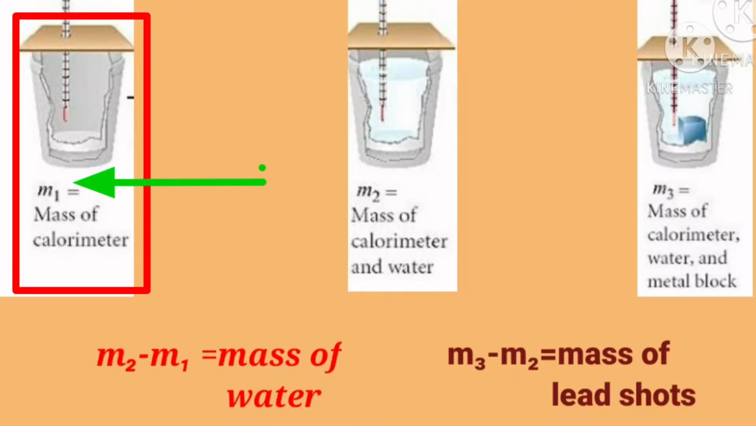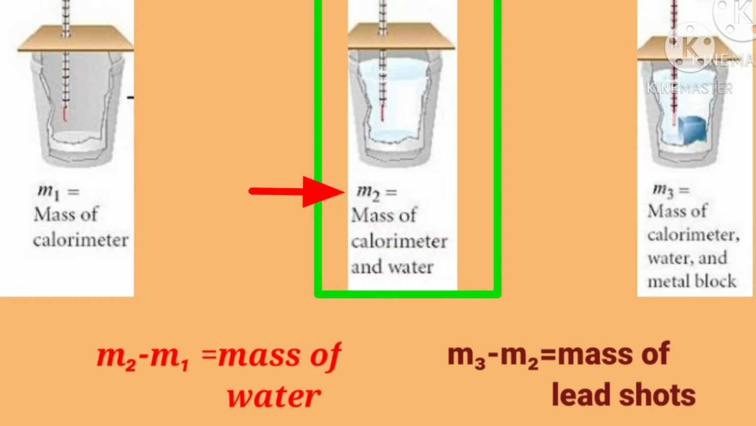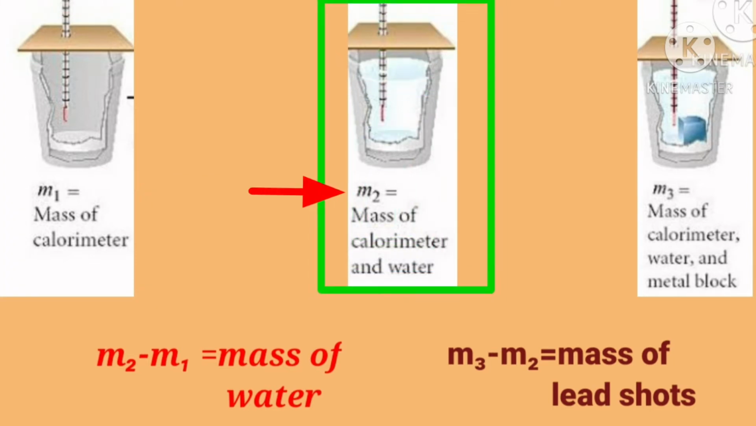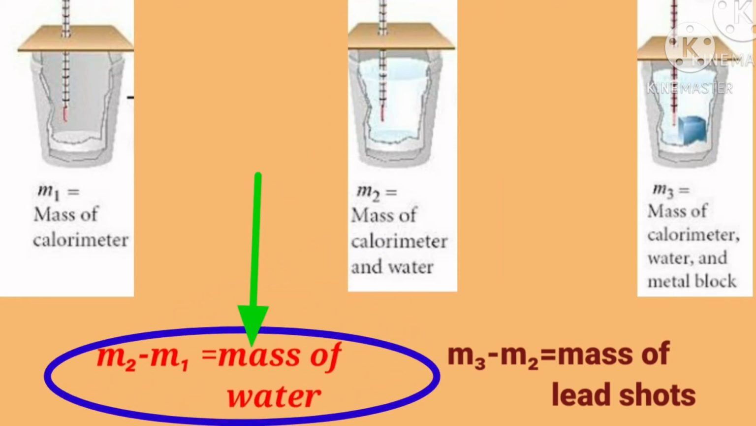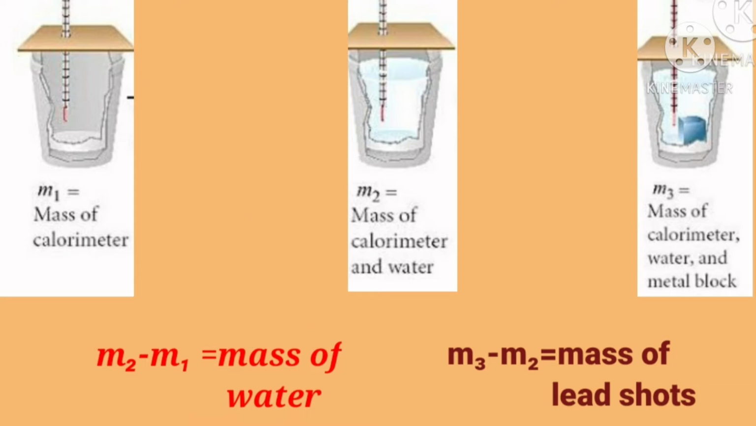Here, I have taken a calorimeter and I measured the mass of it, which is M1. Now, I have poured water in it and I measured the mass again. It is M2. By subtracting M1 from M2, we can get the mass of the water.